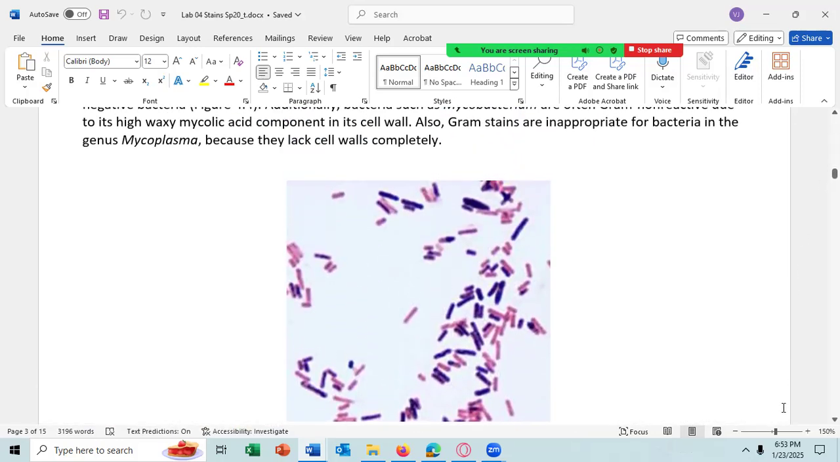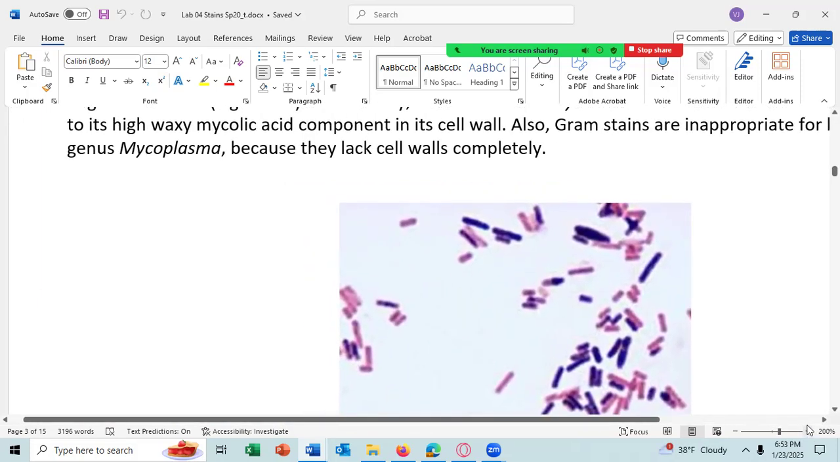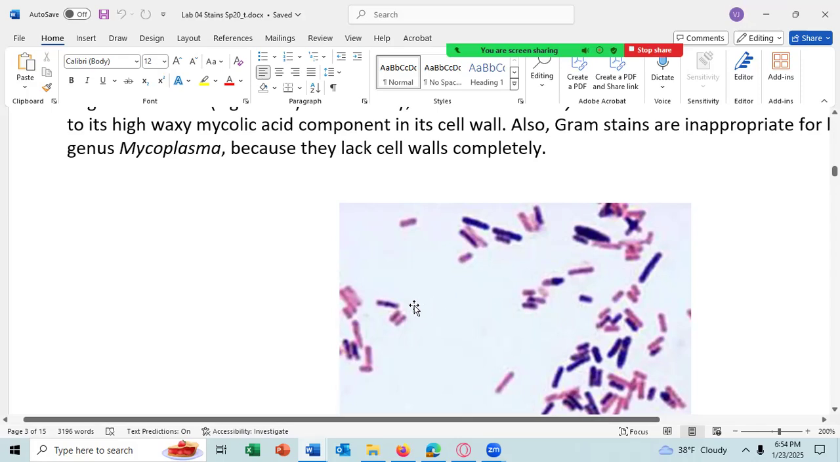If you look closely here, you can notice a difference between the purple cells and the negative cells. What do you notice different between this cell and that cell? Anyone notice a difference? The shape is a bit different. We go from having rods to what looks more like elongated cocci. I understand what you're saying, but it's not really elongated cocci.